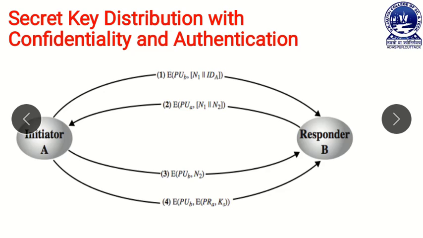Now look at the second decryption. In the second decryption, it requires the public key of the initiator. That means here the responder must know that this message is coming from the initiator A, which satisfies authentication. That means this is the technique of secret key distribution which satisfies confidentiality and authentication.